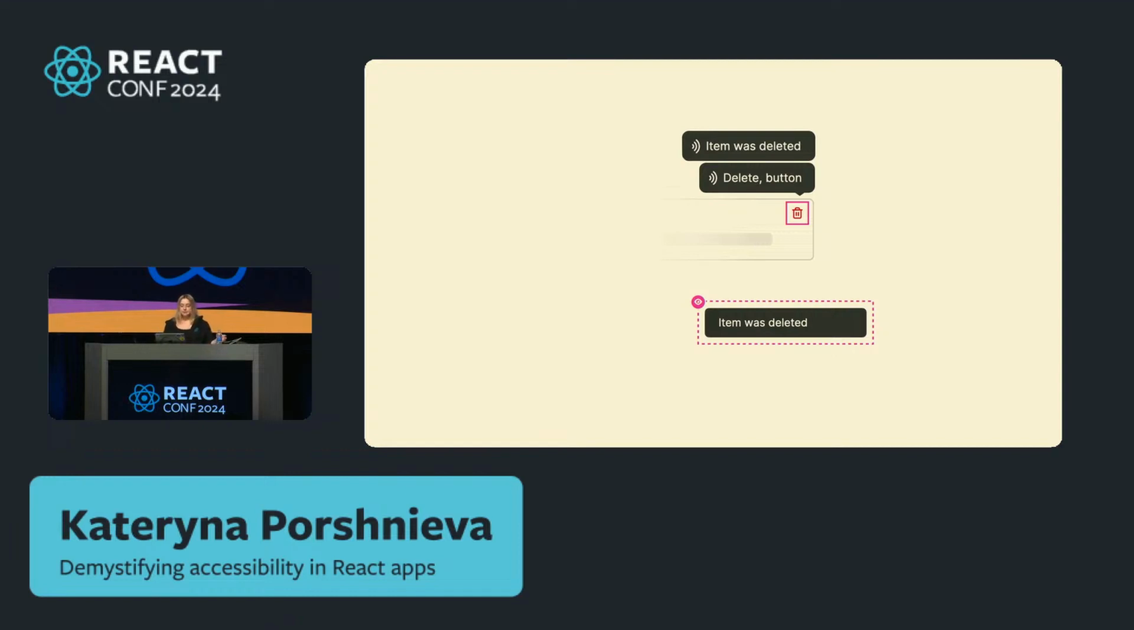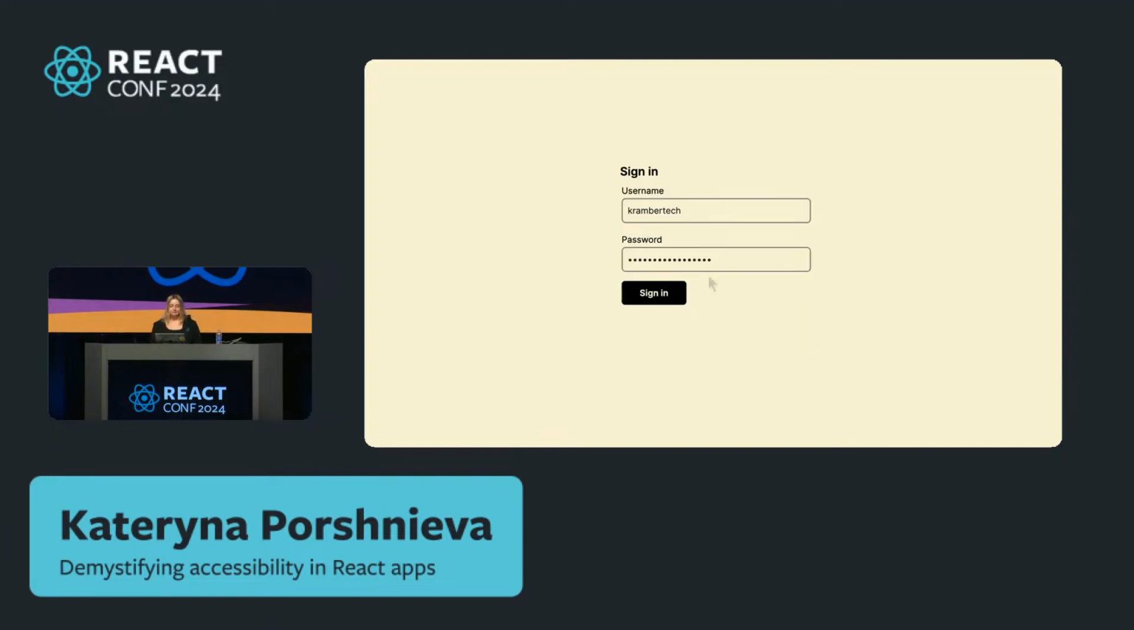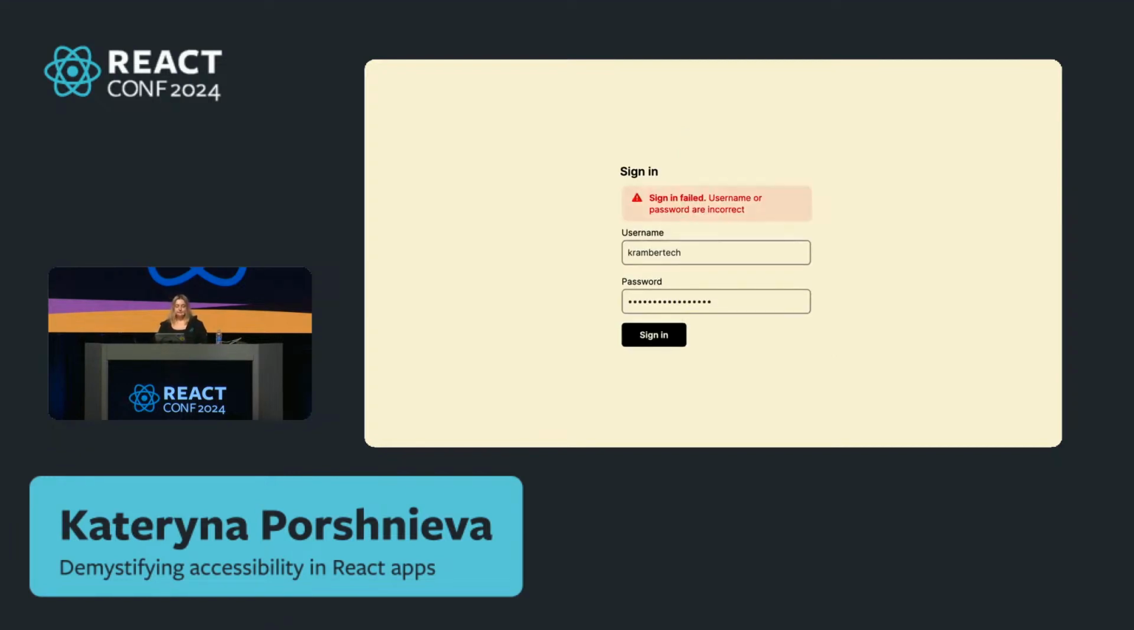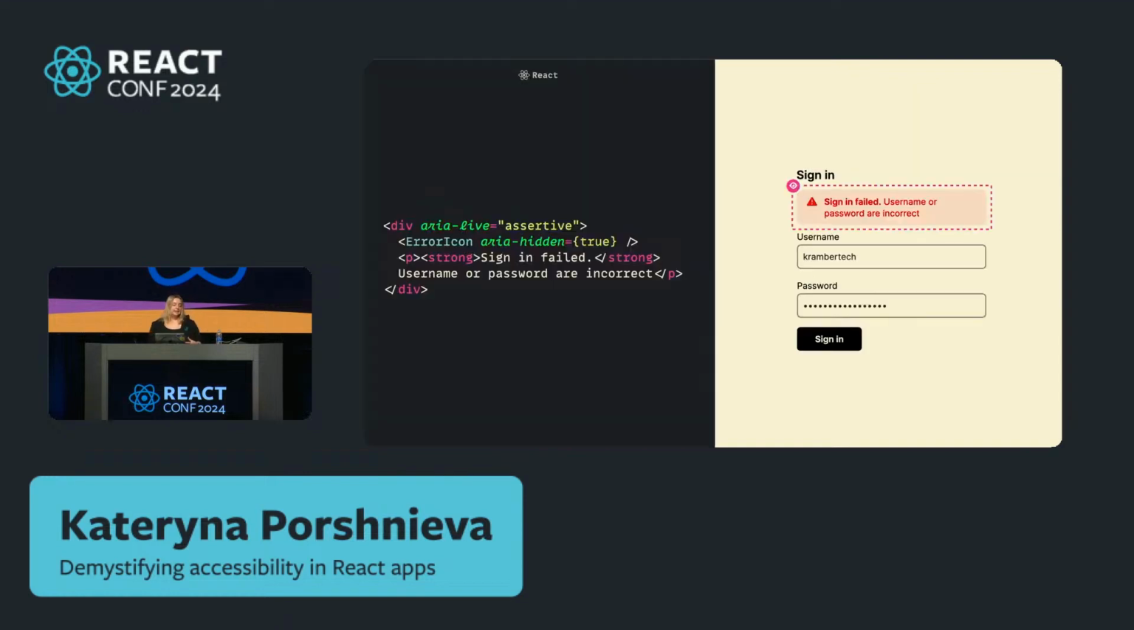We can use the same approach for communicating errors as well, like here. To use it, we can again set aria-live from polite to assertive on our error message, or we can use role alert, which was specifically designed for important alerts like this one, which will set aria-live to assertive under the hood. Now our error will be communicated like this.